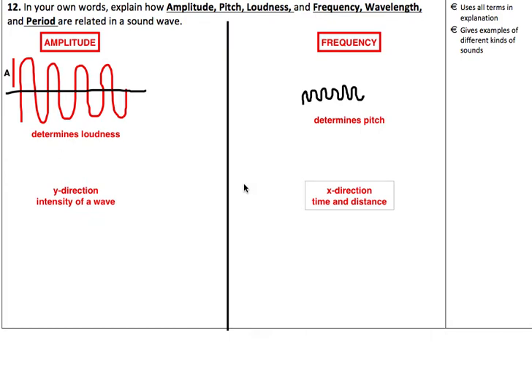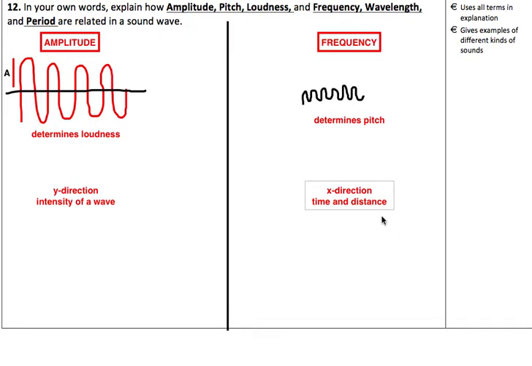All right, so we're going to go over number 12 from your Wave Study Guide packet. This talks about comparing amplitude and frequency mostly, and talking about sound waves, how these components of a wave affect the sound that you hear. So I thought it'd be helpful to just break this into the y direction. In most cases, that will relate only to the amplitude.